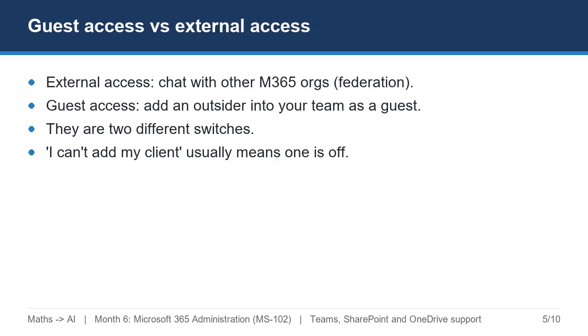These two get confused constantly. External access, sometimes called federation, lets your users chat with people in other Microsoft 365 organizations. Guest access is different. It lets you add an outside person directly into one of your teams as a guest, so they can see channels and files. They're two separate switches. So when a ticket says I can't add my client to the team, it almost always traces back to one of these being switched off.